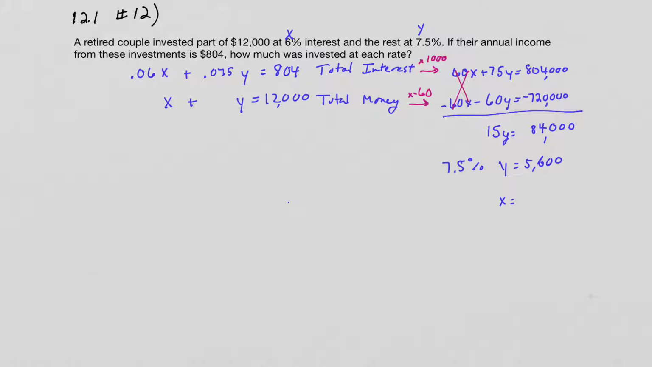And then the money invested at 6% would be the rest of the money. So $12,000 minus $5,600 is $6,400.